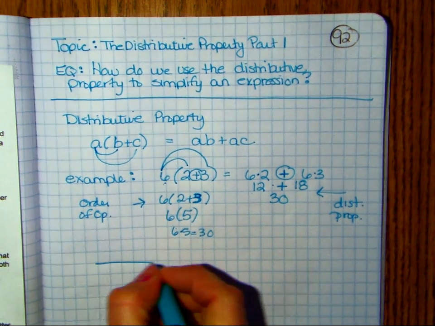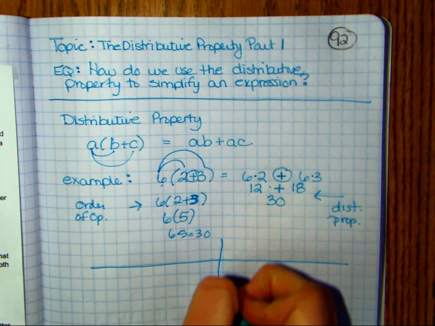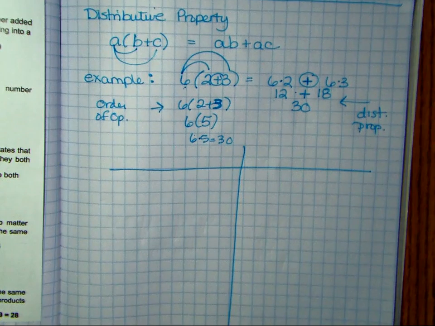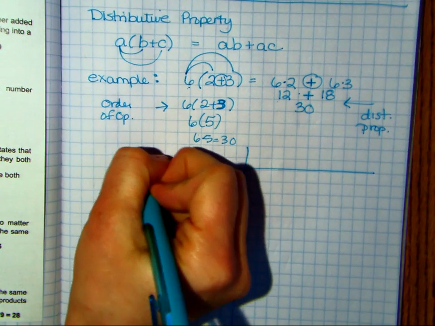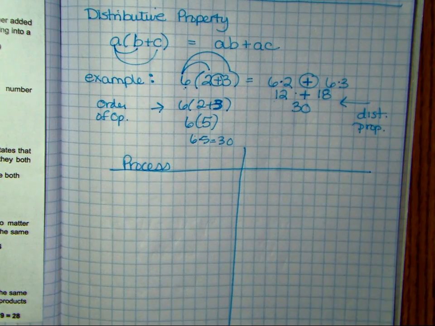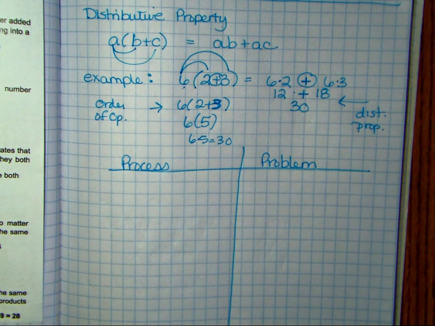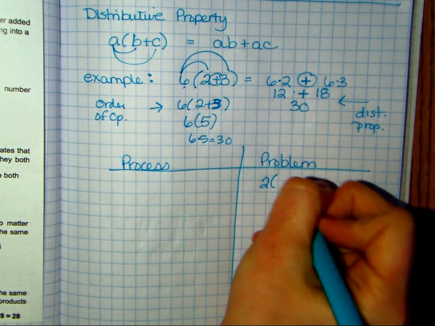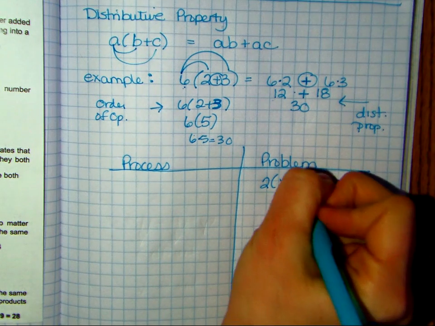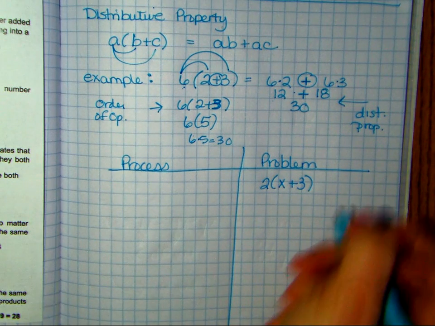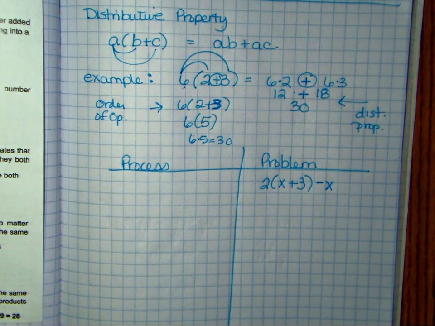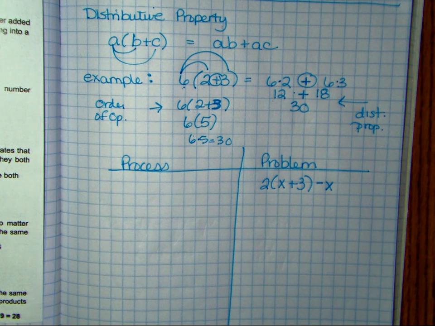Okay, so now what I'm going to have you do is do a little T-chart. Just a simple T-chart. And I'm going to write process and problem. And we're going to have 2 parentheses x plus 3 parentheses minus x. Okay? This is an algebra problem. It's got some variables in it. And we would want to solve this or try to evaluate it. We're going to evaluate it trying to figure out what x would be. And we're going to do that by using the distributive property.